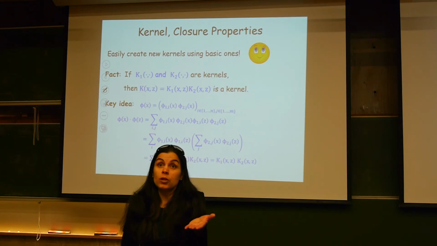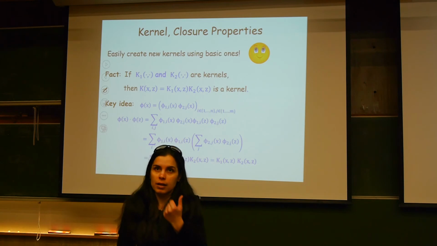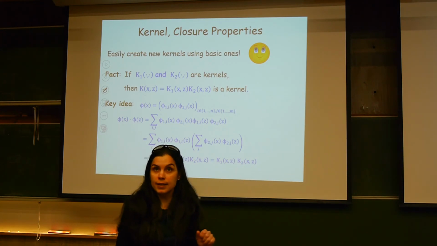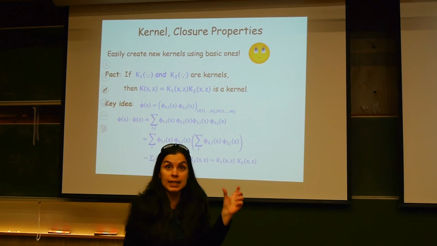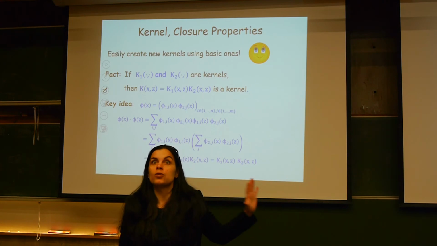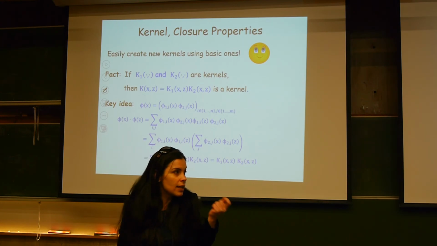Well, I can use that immediately to show that x dot z to the power of d is a kernel by just using these two facts, because weighted linear combinations and products of kernels are kernels. If I think about what x dot z to the power of d means, then I immediately get that it's a legal kernel by using these two facts, and the fact that x dot z itself is a kernel.